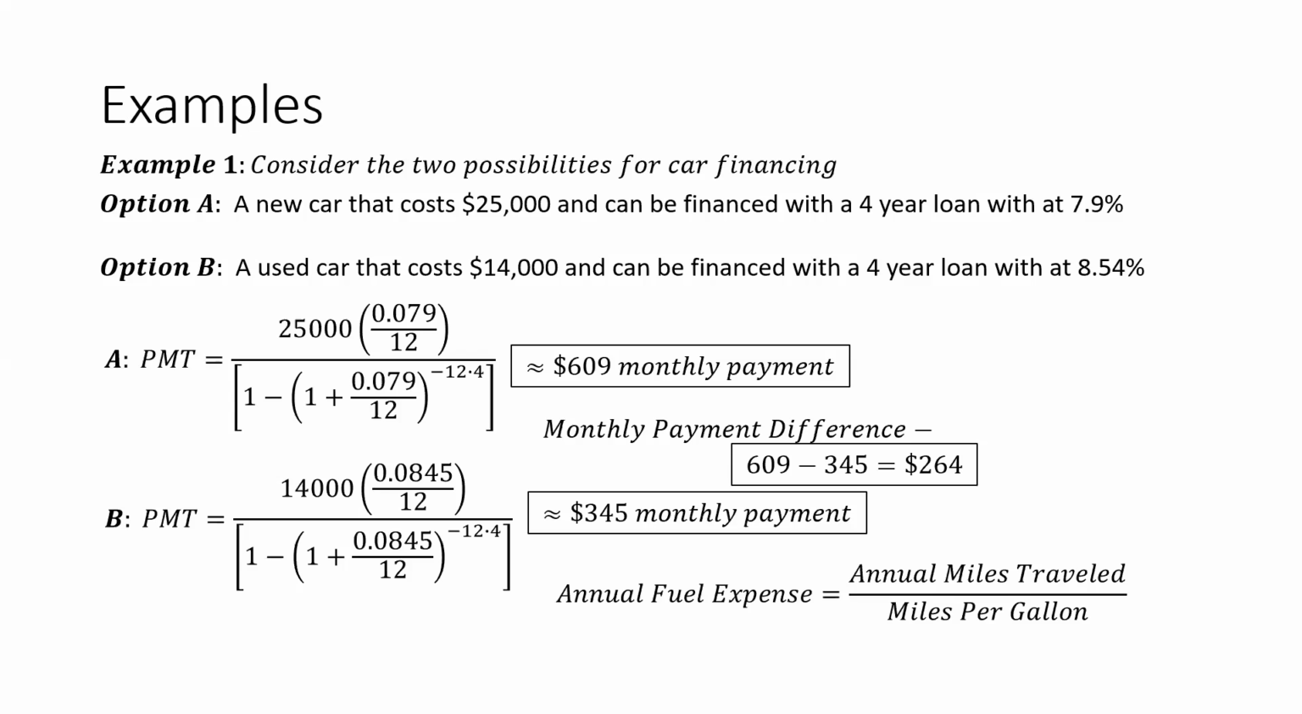Maybe another thing to take into consideration is that generally a new car has better fuel mileage than a used car. So you can figure out your annual fuel expense. You take your annual miles traveled divided by miles per gallon. That will get you the annual fuel expense. And that is something that quite often, if you're at a dealership, they're going to give to you.